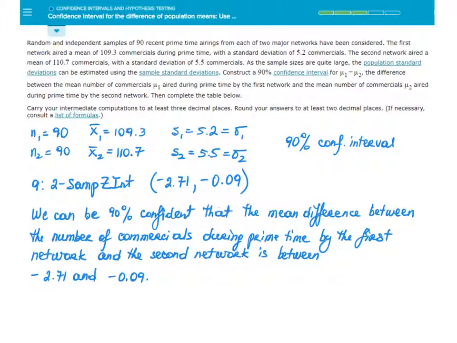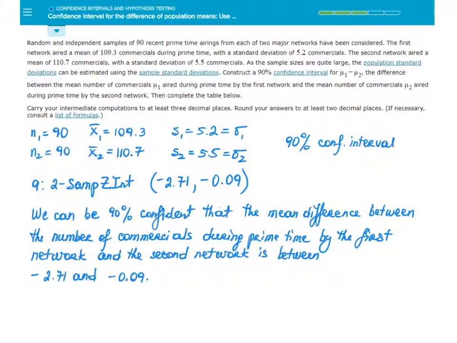Random and independent samples of 90 recent prime time airings from each of two major networks have been considered. The first network aired a mean of 109.3 commercials during prime time, with a standard deviation of 5.2 commercials. The second network aired a mean of 110.7 commercials, with a standard deviation of 5.5 commercials. As the sample sizes are quite large, the population standard deviations can be estimated using the sample standard deviations.